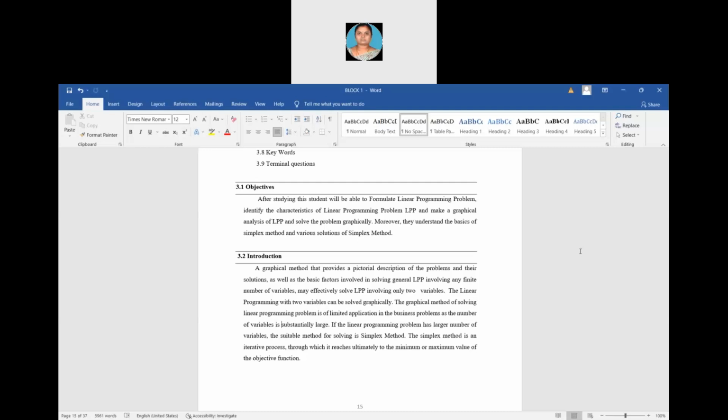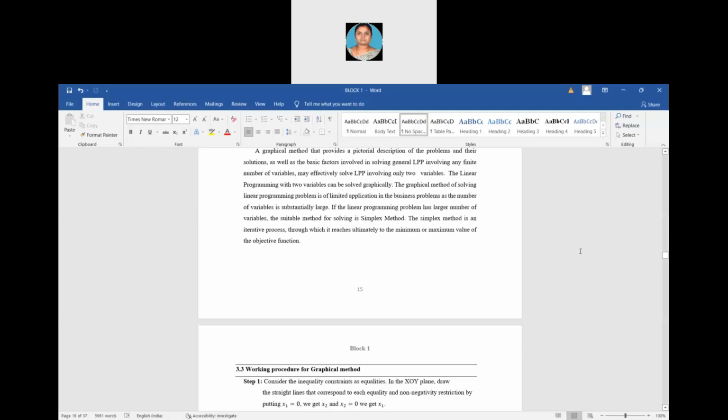If the linear programming problem has a large number of variables, then the suitable method for solving it is the simplex method. That is, if you have 3 variables or 4 variables, we can solve that using the simplex method. The simplex method is an iterative process through which it reaches ultimately the minimum or maximum value of the objective function. That is, we can either maximize or minimize the objective function by the iterative process of the simplex method. So this is the basic thing. Iterative method means that till we reach the answer, we have to proceed with the same operations. That is the meaning of an iterative process.